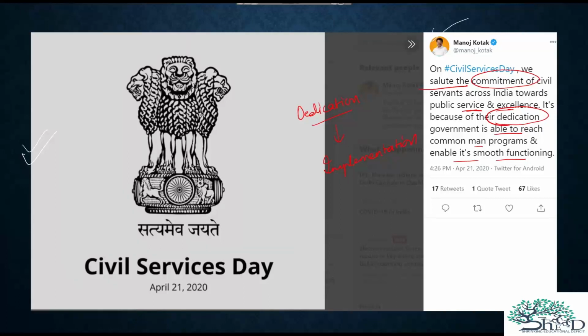Obviously things will be implemented, please try to understand the difference. In commitment you will implement things, but in dedication it will be effective, or let's say efficient. Alright, so dedication is just better than that, it goes beyond commitment. Commitment is not a bad thing.